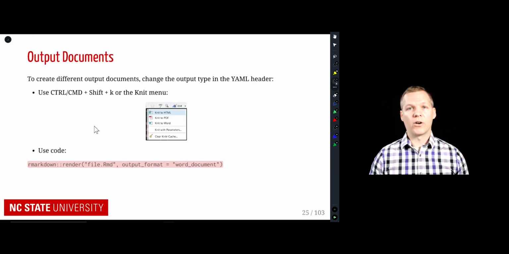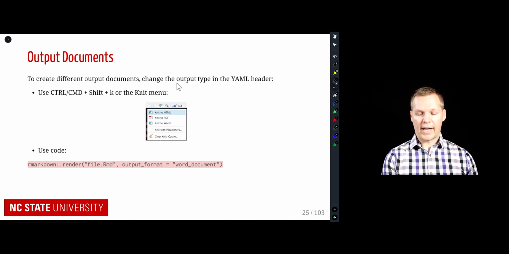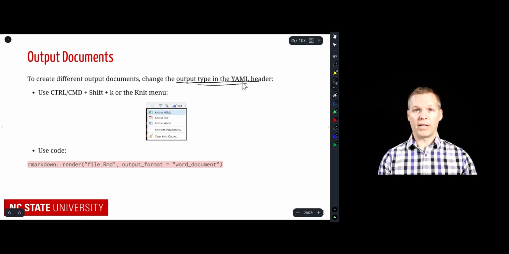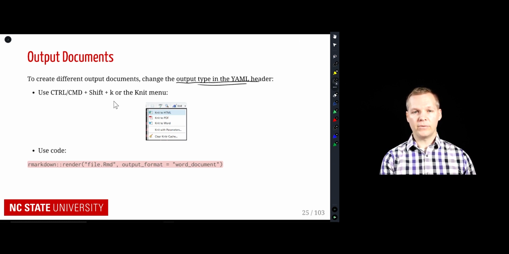Okay. And then we need to know what kind of output documents we can create and how to do that. I've mentioned this idea that we're going to be able to knit the document. That's the name we call the process of actually creating our documents. Again, the output type is defined in the YAML header, and that's going to be the default behavior when you knit. You can use Control or Command Shift K to knit.